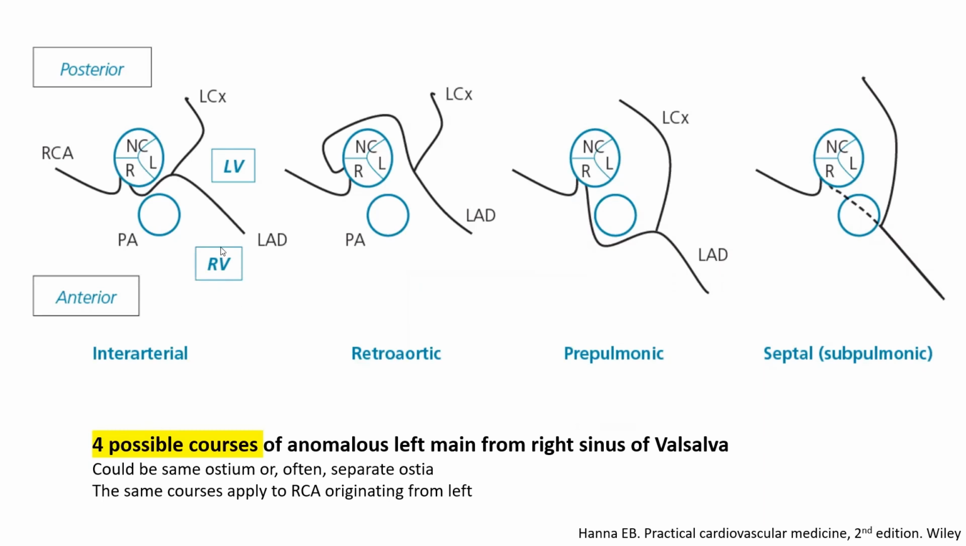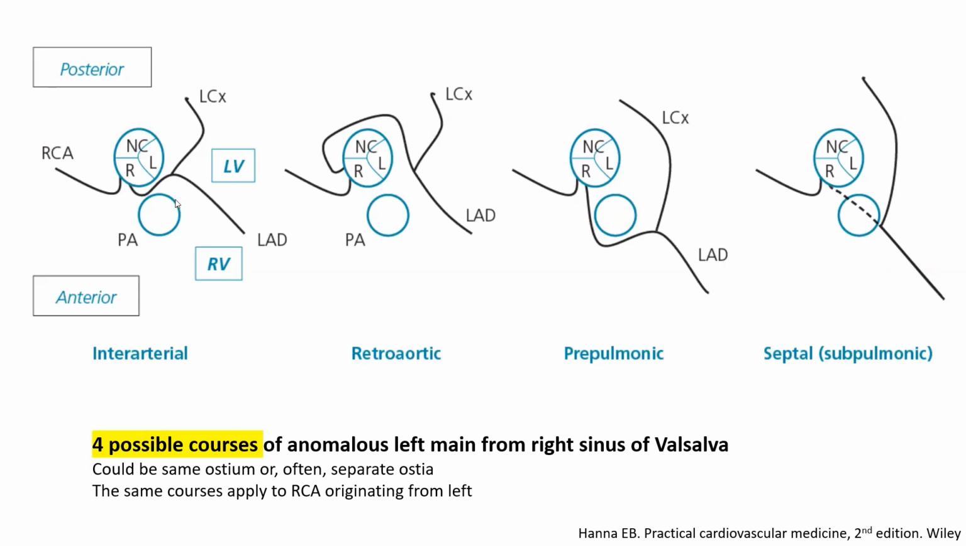So here are the courses. One, you have the interarterial course, where that anomalous coronary goes in between the aorta and the PA. You have the retroaortic or posterior course, where that anomalous left coronary takes a tight loop behind the aorta, then emerges epicardially and feeds the LAD and the left circumflex. Then you have the pre-pulmonic course, where that anomalous coronary is anterior to both the aorta and the PA. And you have the septal or subpulmonic course, where the anomalous coronary dives beneath the PA, then emerges epicardially.